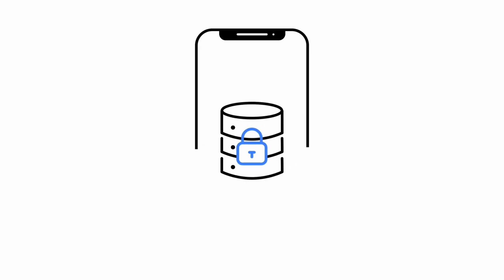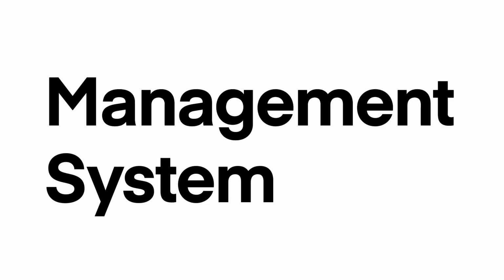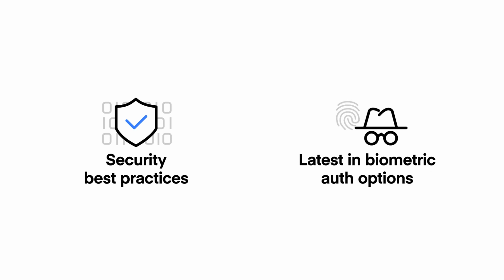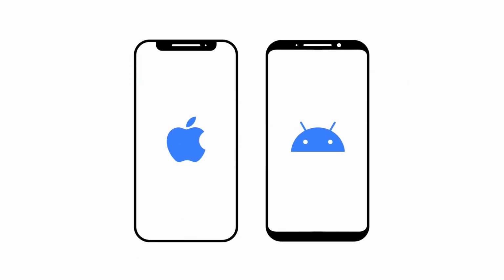Chances are, your customers don't think twice about the technology that keeps their data safe every time they open your app. Ionic wants to help you keep it that way. Meet Identity Vault, Ionic's all-in-one front-end identity management system that combines security best practices and the latest in biometric authentication options for Ionic apps running on iOS and Android.